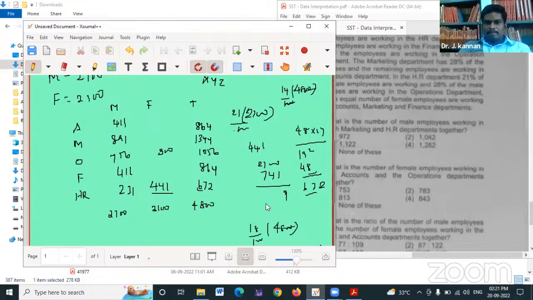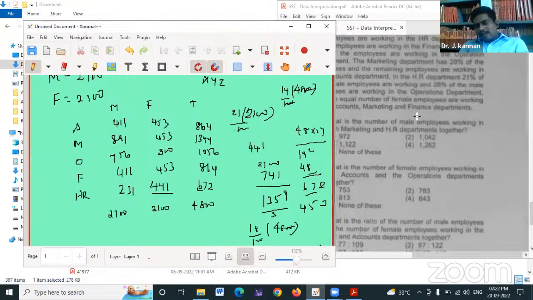That gives 1,359, divided by 3 because there are 3 departments: accounts, marketing, and finance. So 453, 453, 453. Now we find, for all the departments, how many male employees and how many female employees there are. The total is 4,800, with 2,700 male employees and 2,100 female employees, and for each department we find out the male and female counts.